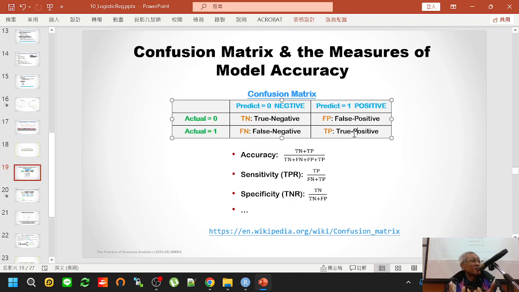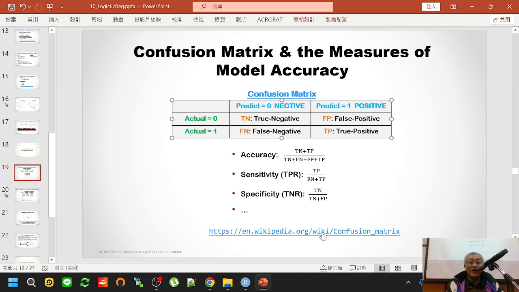But prediction is not always correct. Sometimes the actual value is 0, and we predict it as positive. In that case, we call it false positive, because we predict positive, but it's actually negative. The same goes for false negative. And this matrix is called the confusion matrix.